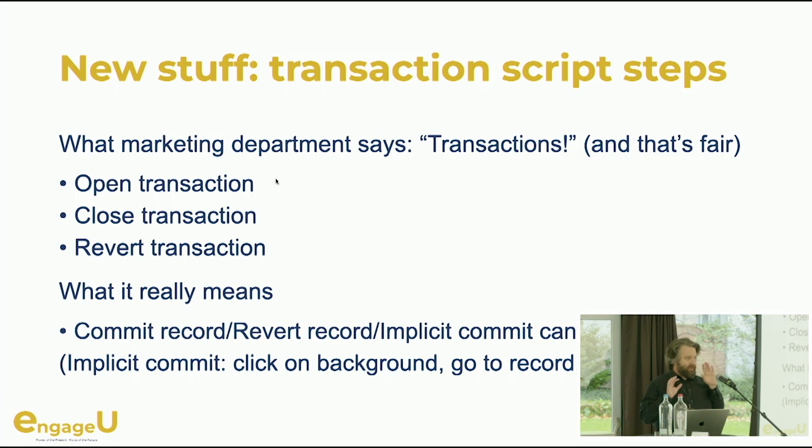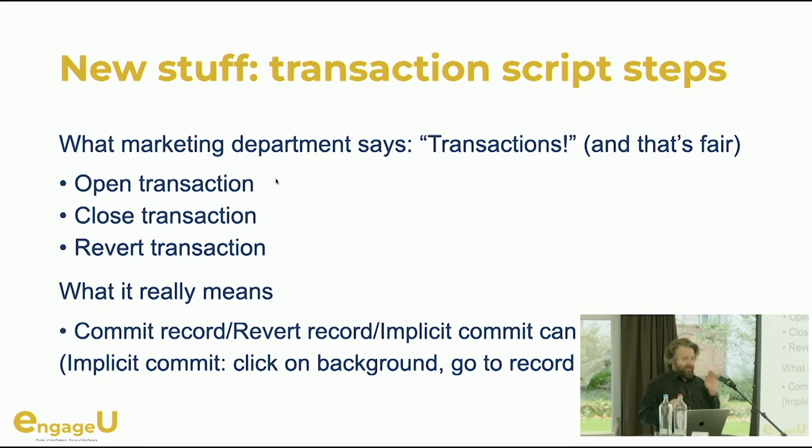But what this script step does, what open transaction and revert transaction do, is just inhibit the implicit commit, right? And by the way, now that they had designed this feature, it would have been a mess if they had still had commit record and revert record. So they simply ignore them. If you use commit record or revert record, we will see this in a script, it just does nothing. No error code, it just ignores it, right?